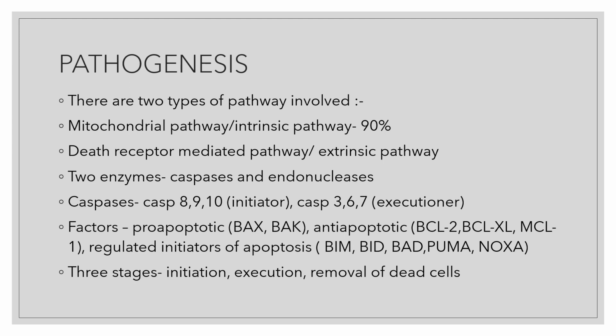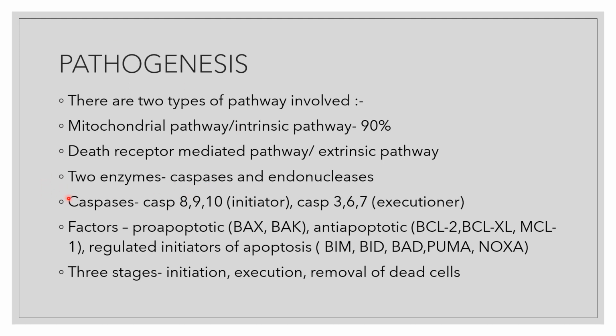What is the pathogenesis? We need to know that two types of pathways are involved in apoptosis. One is the mitochondrial mediated pathway. It is also known as the intrinsic pathway, and it's the most common pathway that causes apoptosis, in almost 90% of the cases. And the next is the death receptor mediated pathway or the extrinsic pathway. Two enzymes are basically associated with the pathogenesis. One is the caspases and the other is the endonucleases. We all know the function of endonucleases, so I'll be explaining about the caspases.